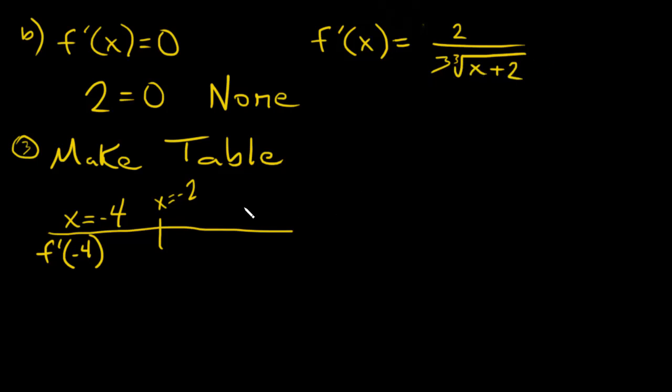So I'm going to wind up with, for this one, a positive 2 over some negative value, which is going to be a negative, which is what this is going to be. So that means my slope is going down. Okay?